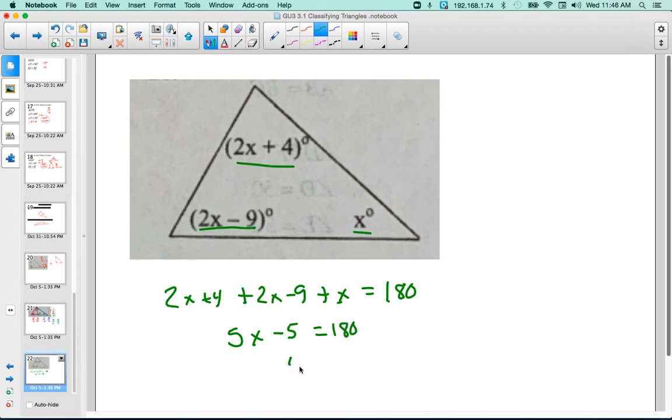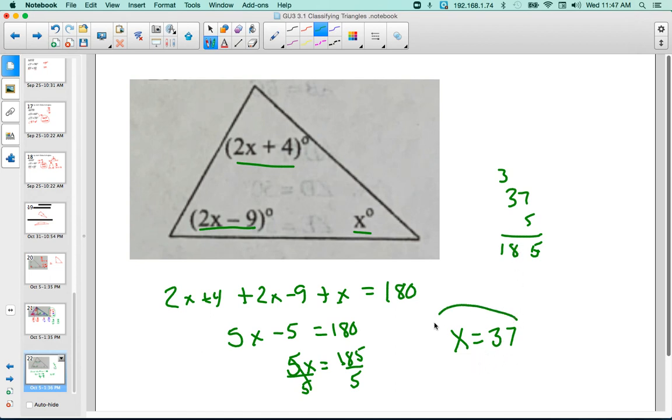I'm going to add 5 to both sides. And I'm going to divide both sides by 5. Let's see. We'll get x equals, let's see, 5 goes into 185. Is that 37 times? I got to double check. 37 times 5. Let's see if that equals 185. Yep, 185. All right, x equals 37.